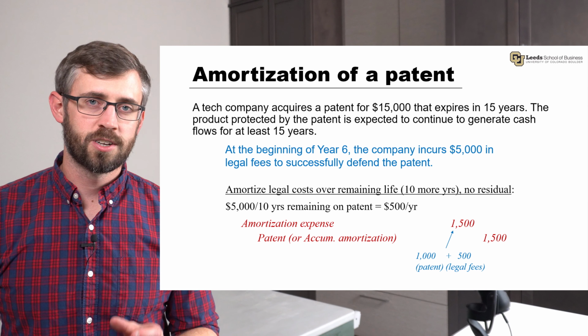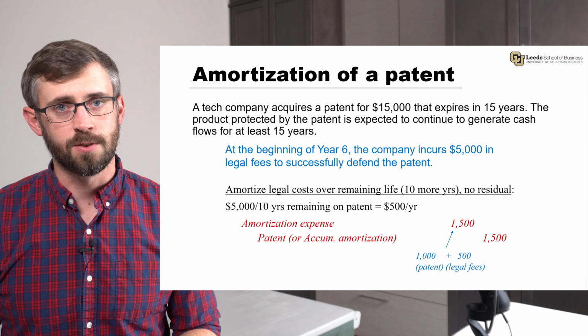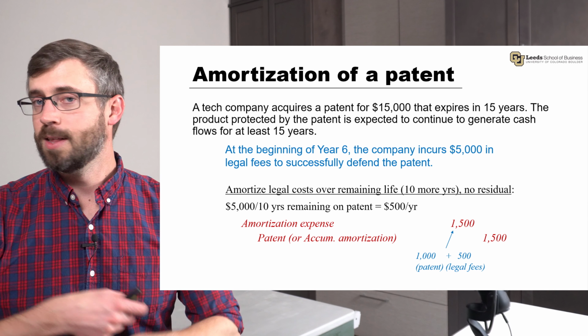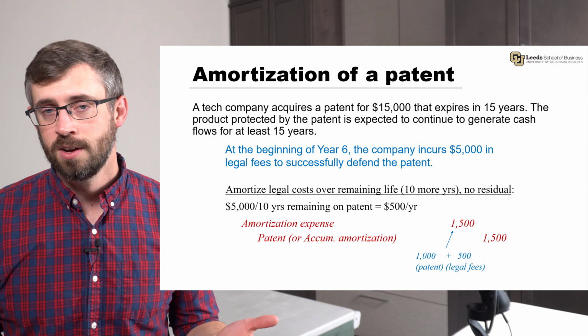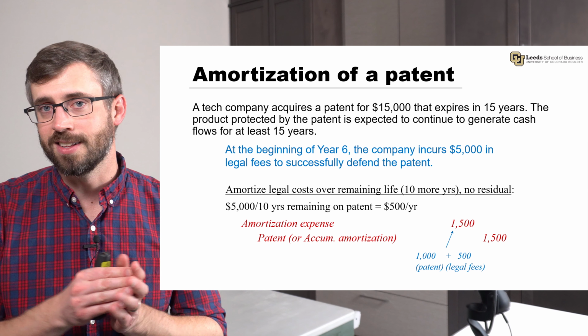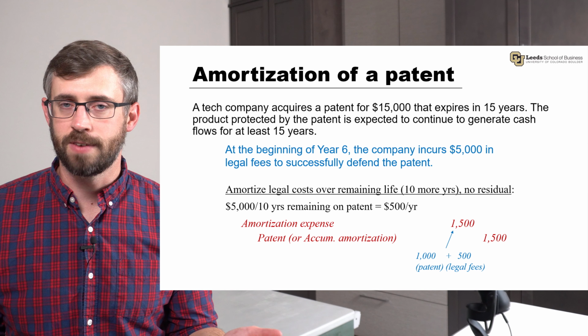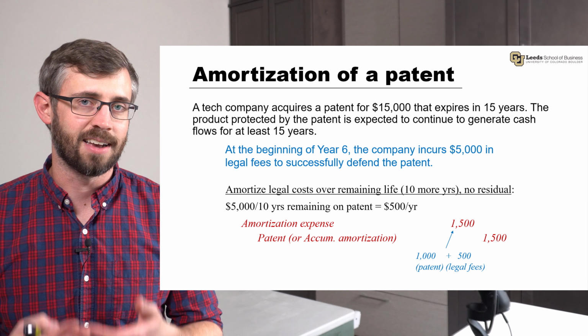Now this only works because the legal defense was successful. If it was unsuccessful and the patent loses all its value, right, there's no revenue generating periods to allocate it over. The patent has no value, so we just have to expense it as incurred.